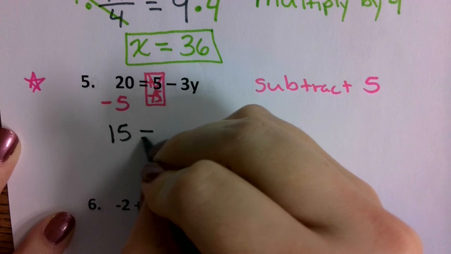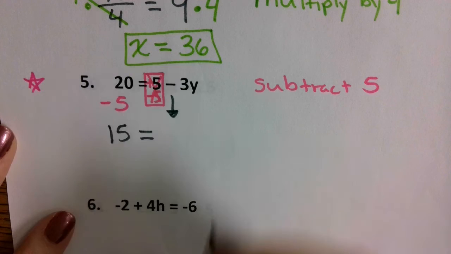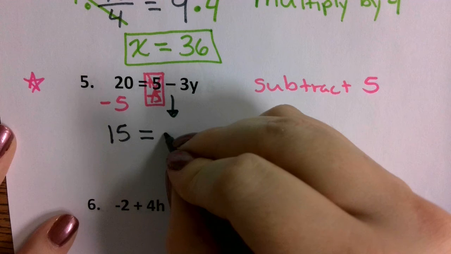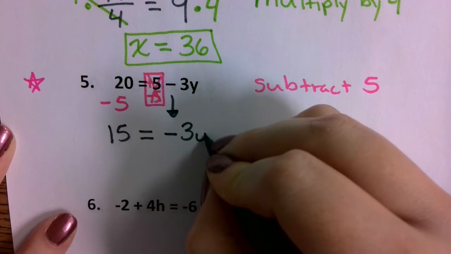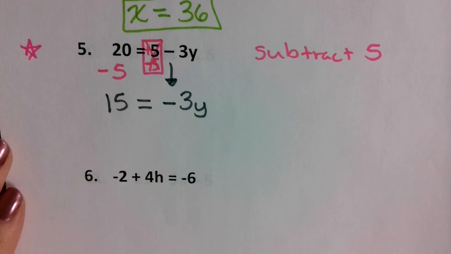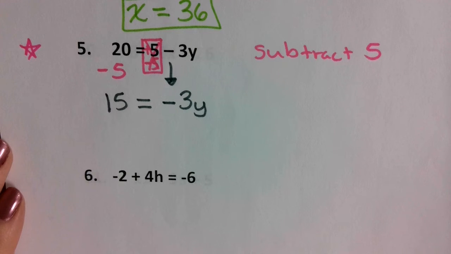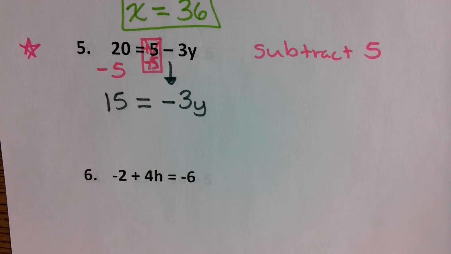And that's going to be equal to, and here's what's important, that minus sign now has to come down like a negative sign. So it comes down as a negative 3y. A lot of people forget that minus sign, but that minus sign is going to come down and it's going to act like a negative now.